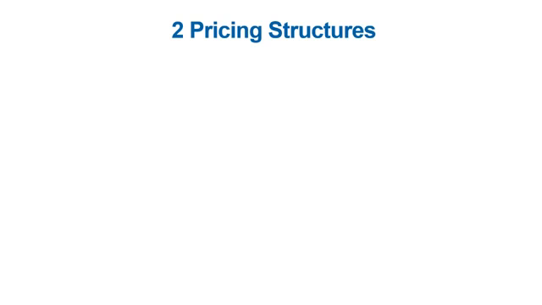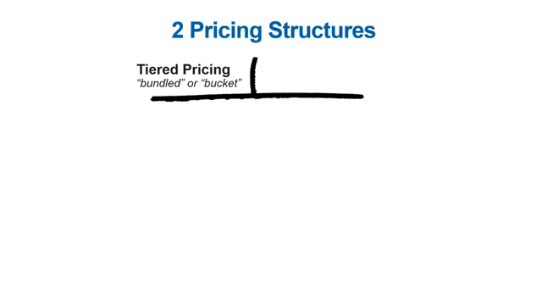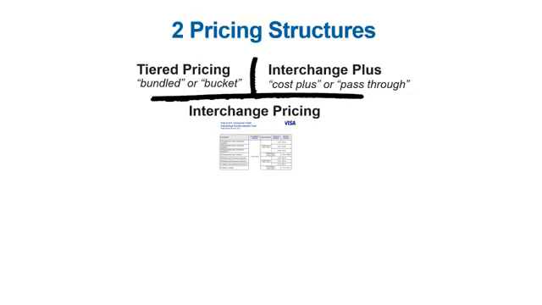Most providers will offer the following price structures. Number one, tiered pricing, also known as bundled or bucket pricing. And the second is Interchange Plus, also known as Cost Plus or Pass-Through pricing. In order to compare these two pricing models, let's first look at how the two pricing structures are related. First off, interchange costs are at the core of both pricing models.